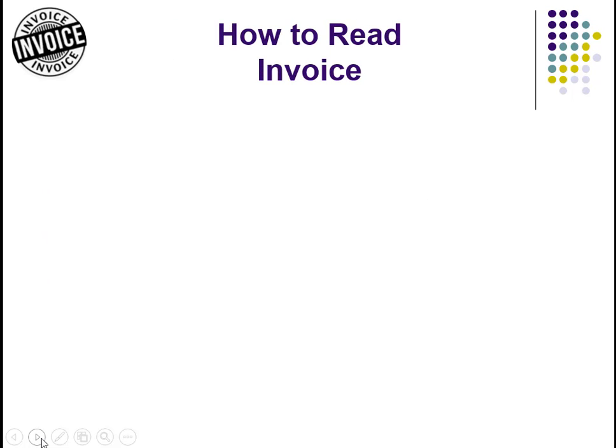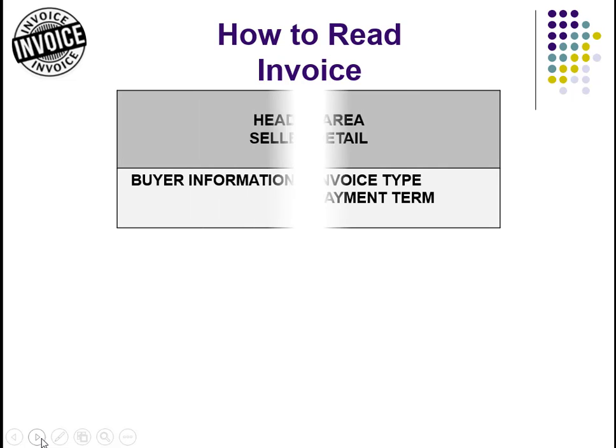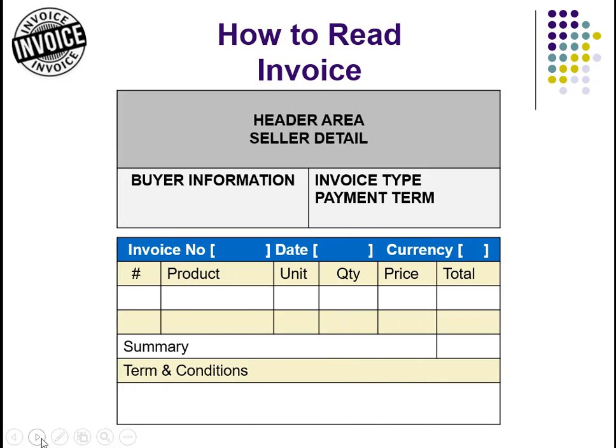Now, when you see the invoice, how will you read it? You can read from anywhere, but there is a flow. When you see any business document, it first gives the identification of the stakeholders. First is the header area, where you can find the seller information. Then the buyer information will be there. Then the invoice type and payment terms. The most critical ones are the invoice number, the date, and the currency in which the invoice is being used.